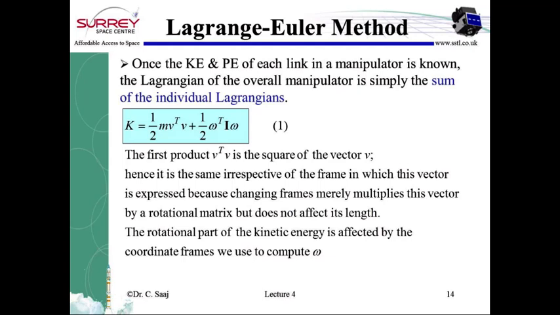On the other hand, with the rotational part of the kinetic energy, the rotation or changes in the coordinate frame will have an impact. This is why for the second term we do not write half I omega square, because we have to take into account the changes in the coordinate frame. Therefore we write the second component of the kinetic energy as half omega transpose I omega, where omega is a vector representing the angular velocity.